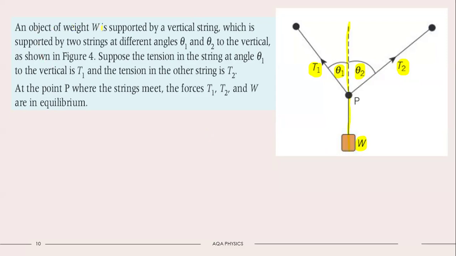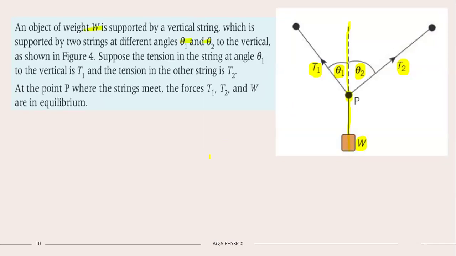So what they say is that the object of weight W is supported by a vertical string, which is supported by two strings at angles of theta 1 and theta 2 to the vertical. Suppose the tension in the first rope is T1 and in the second rope is T2. Then at point P, where the strings are joined, the forces T1, T2, and W are in equilibrium. So you have to show that.